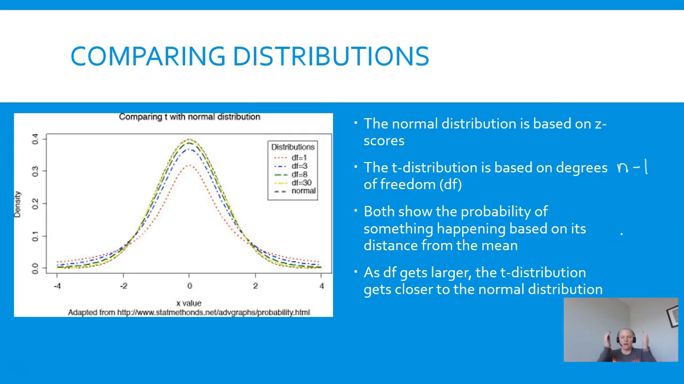Both our z-score, our normal distribution, and our t-distribution show the probability of something happening based on how far away it is from the mean. And the way the t-distribution works is as the degrees of freedom gets closer and closer to 30, the t-distribution gets closer and closer to the normal distribution. So that's why once it gets to 30, we just use z-scores, we just use the normal distribution, because then it's the same.